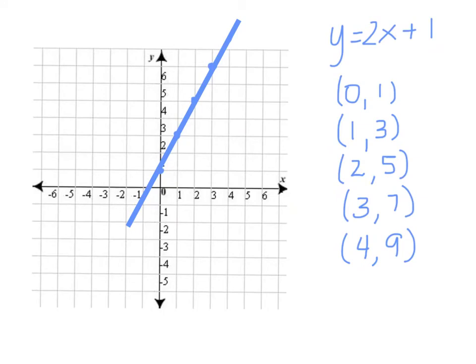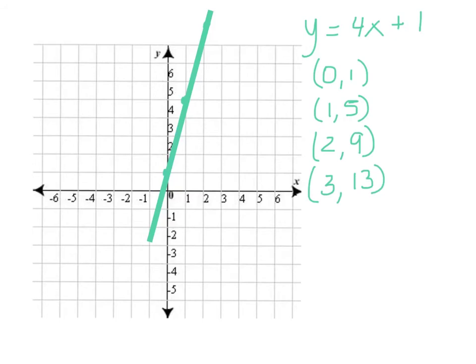Here's our second function, y equals 2x plus 1. And again, we have our ordered pairs and our function graphed. Again, it's still intercepting the y-axis at 1. And here's our third function, y equals 4x plus 1. Let's see them all together on the same graph.